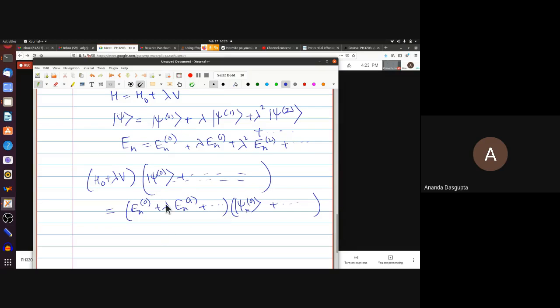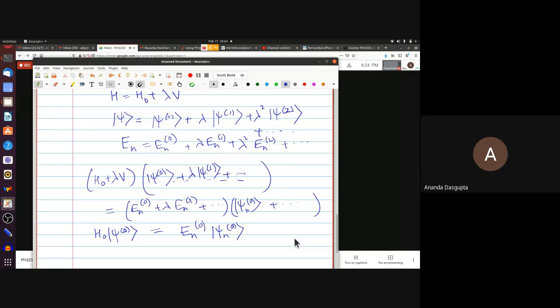Anyway, when you write it like this, what you do is then you compare order by order in lambda and write down a series of equations. For example, if you want lambda to the 0, you just look for which terms don't have any lambda here. If I wrote down the next term and so on, it should be easy to see that the only term which does not have lambda is H0 acting on psi 0 on this side. On this side, the only term which does not have lambda is En0 psi n0.